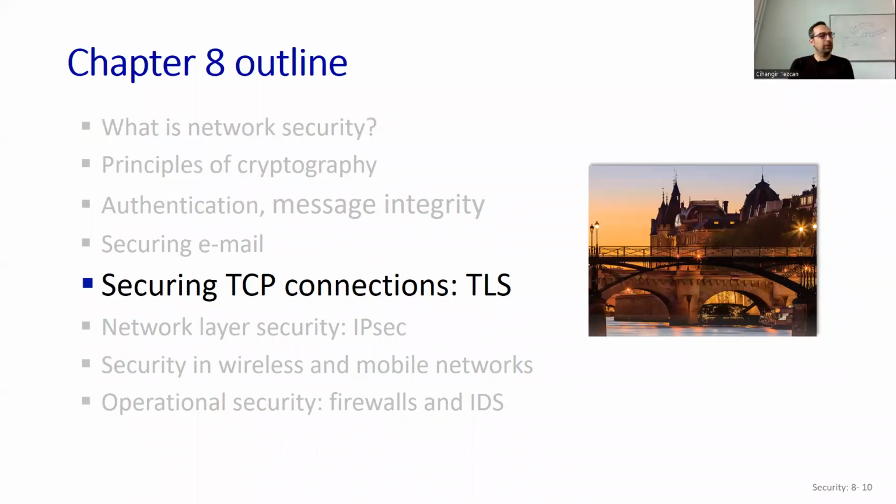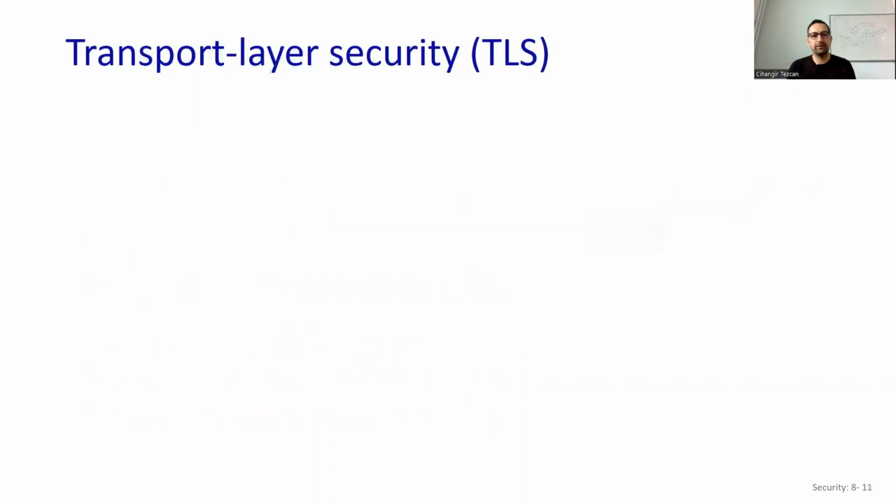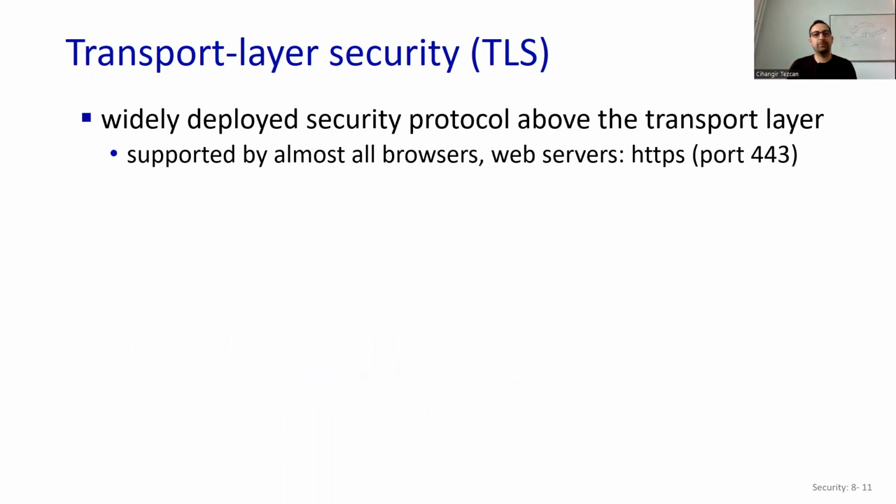All right, so when we were talking about cryptography, we said that we are going to use these algorithms on the internet via TLS. Okay, so let's briefly see how this works. TLS stands for Transport Layer Security. It is a widely deployed security protocol above the transport layer, supported by almost all browsers and web servers, like HTTPS, which uses port 443. Okay, so we say transport layer security, but actually it is implemented in the application layer. But from the user perspective, it looks like it is in the transport layer.